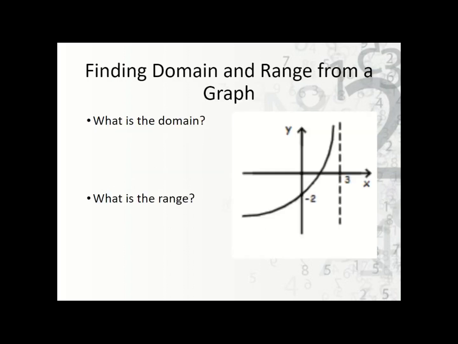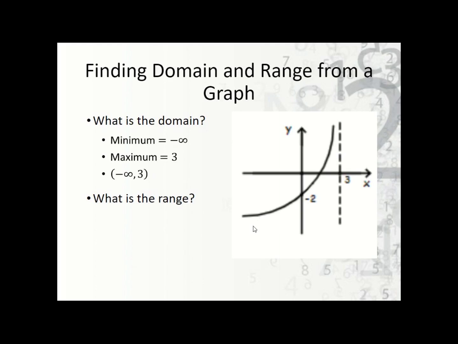Now what if we're given a graph and asked to find the domain and range? So domain is the x values and range is the y values. Well, we can see here that this graph continues on forever this way. So it goes from negative infinity. And notice it gets really close to 3, but it never actually touches it. So its boundary is 3. So we would say then that it has a minimum of negative infinity, a maximum of 3, and it's not included. So we would have parentheses, negative infinity to 3.